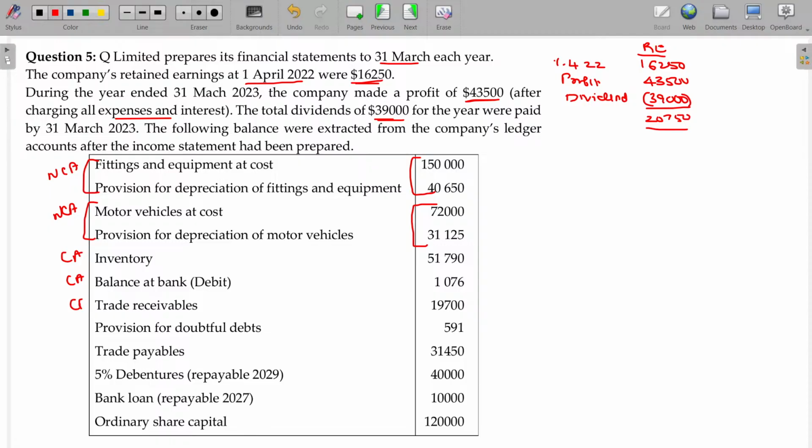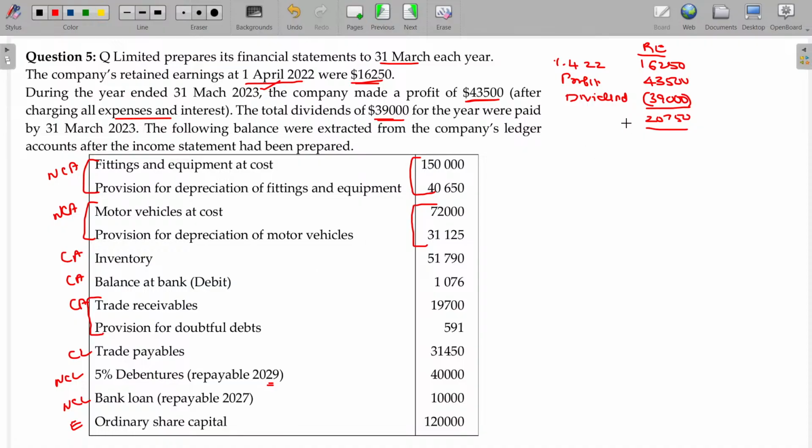Trade receivables current assets. Provision for doubtful debts will be adjustable in the trade receivables. Trade payables being the current liabilities. 5% debenture repayable in 29. So currently we are working for 2023. From there it's more than 1 year. If the debt is repayable for more than 1 year, then automatically it is considered as non-current liabilities, and bank loan also be considered as non-current liabilities, and ordinary share capital being the equity.